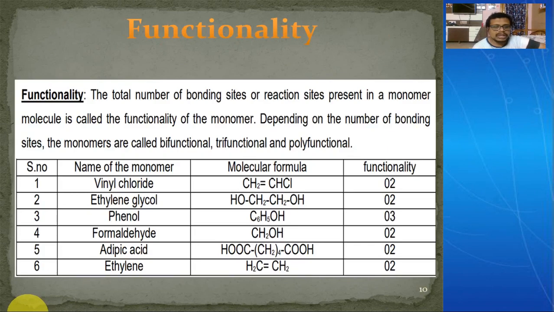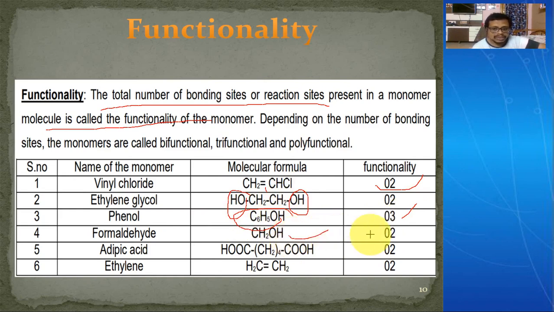That is called functionality. The number of reacting sites in a monomer is called its functionality, right? See here, vinyl chloride, CH2 double bond, this is a double bond, so the functionality is 2. Ethylene glycol's functionality is 2. The minimum is 2; it must be greater than or equal to 2, there is no 1. Here, C6H5OH with a triple bond will be there, so the functionality is 3.